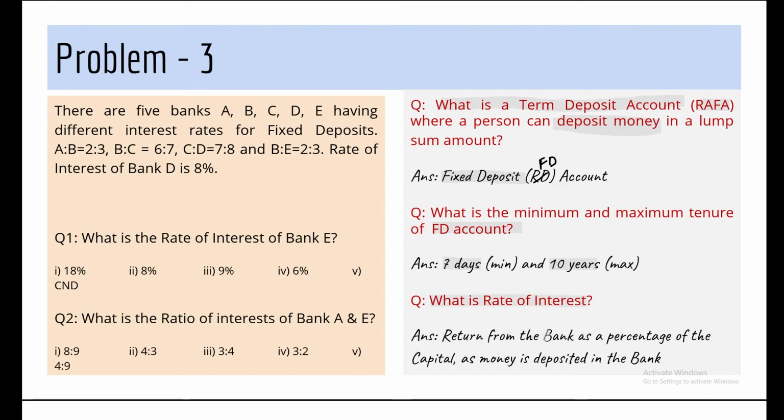Return from the bank as a percentage of the capital as money is deposited in the bank. It means as we deposit some money in a bank, as a return, the bank will give some extra money as a percentage of the capital. Suppose here it says that bank D is giving 8% interest. That means if we deposit 100 rupees, after 1 year the bank will give us 108. So that 8% is called rate of interest. Now let's look at the solution of this problem.